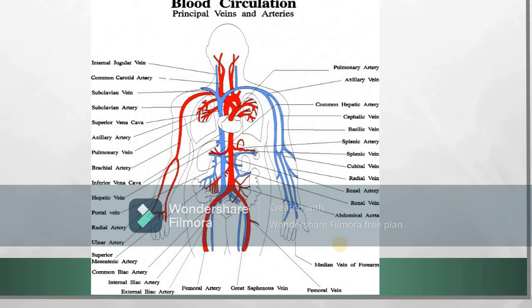The oxygenated blood leaving the left ventricle of the heart is carried in a large artery, that is the aorta, as we already talked about in the structure of the heart. It ascends from an aortic arch. Here is the aortic arch present.